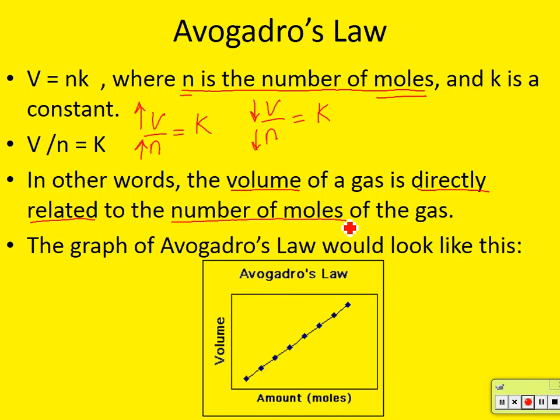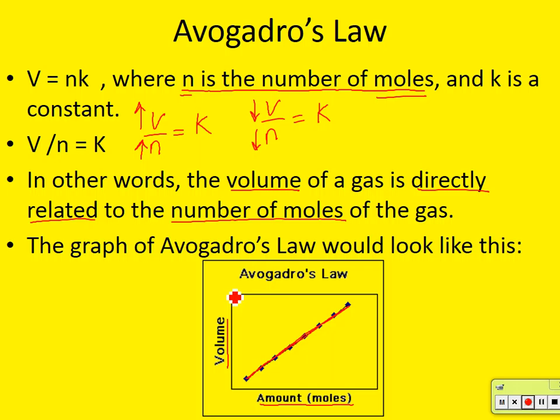Okay, well, Avogadro graphed this. He put the amount of moles on the x-axis and the volume of the gas on the y-axis. And look at what happened. It was a linear relationship. This line is straight, and it's got a positive slope. So what does that tell you? If moles goes up, so does the volume of the gas.